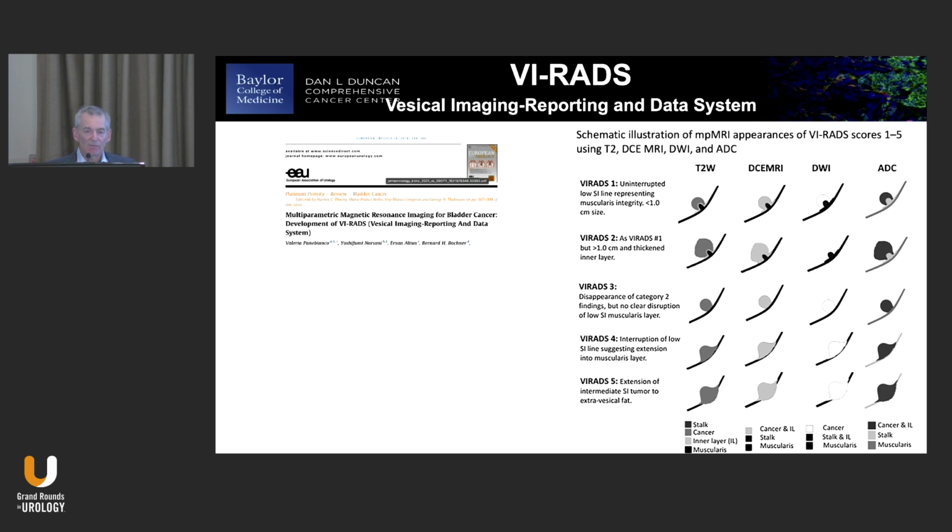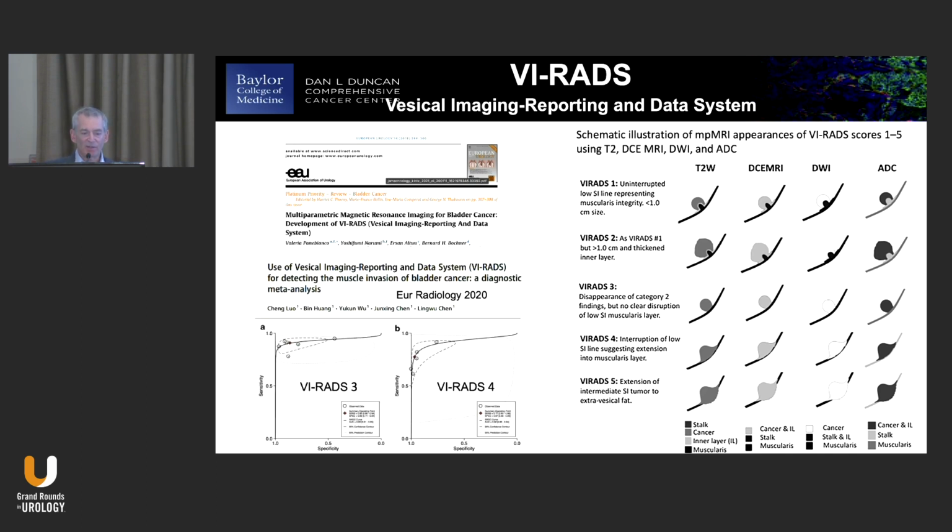Advance. So MRI, I think, in the future is going to be probably our preferred staging tool. It's coming around, and there's a VI-RADS system that we participated in. Think about it as PI-RADS for bladder cancer. And there's very well-defined criteria on MRI for staging, not a perfect system, but you can see pretty high AUCs on the bottom left.